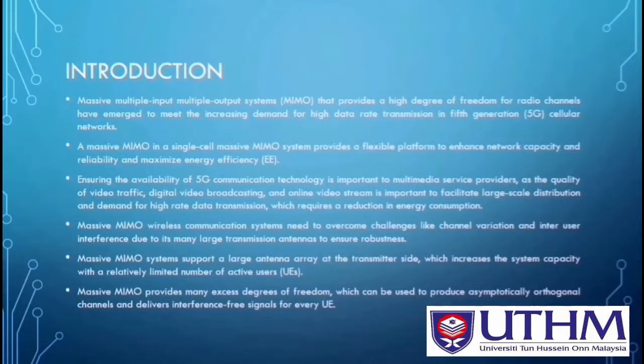Ensuring the availability of 5G communication technology is important to multimedia service providers, as the quality of video traffic, digital video broadcasting, and online video streaming is important to facilitate large-scale distribution and demand for high-rate data transmission, which requires a reduction in energy consumption.